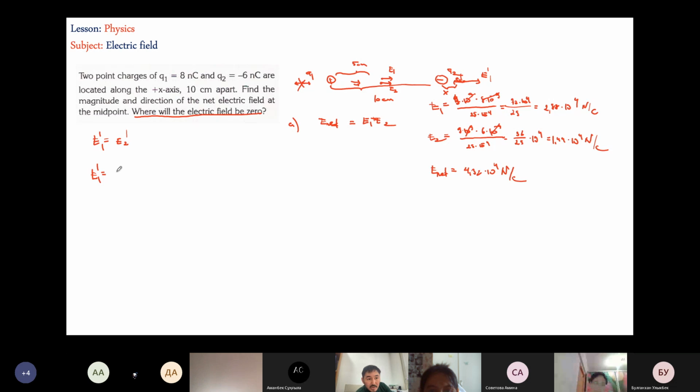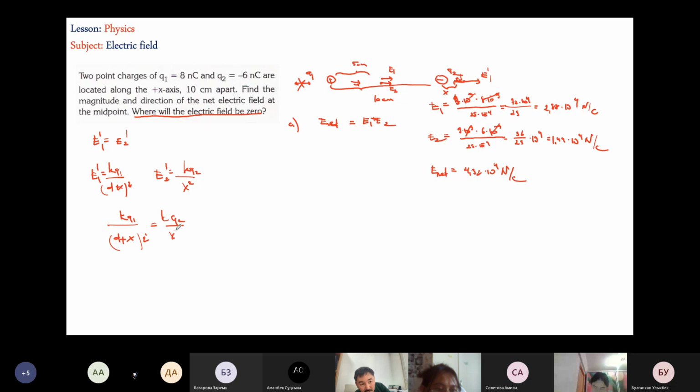E1 prime is K times Q1 over (D plus X) squared, where D is 10 centimeters. And E2 prime is K times Q2 over X squared. We simply equate them: K Q1 over (D plus X) squared equals K Q2 over X squared.